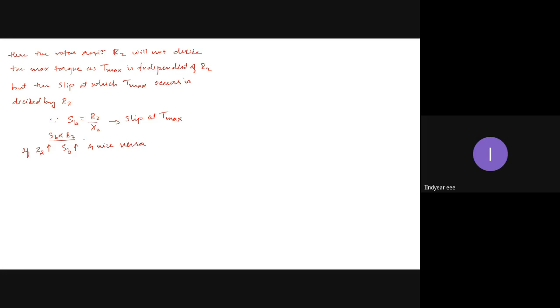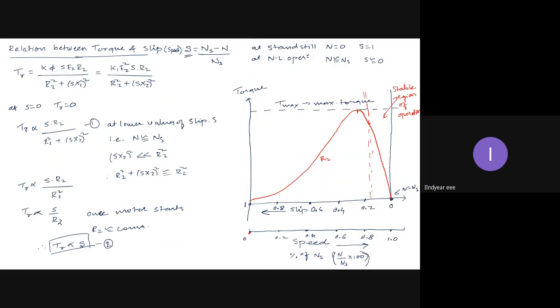Now this is one value of R2 with which I got this curve. Now if I double the R2, what will happen? The value of maximum torque will not change, but the point at which the maximum torque occurs will change. The slip at which maximum torque occurs will change.